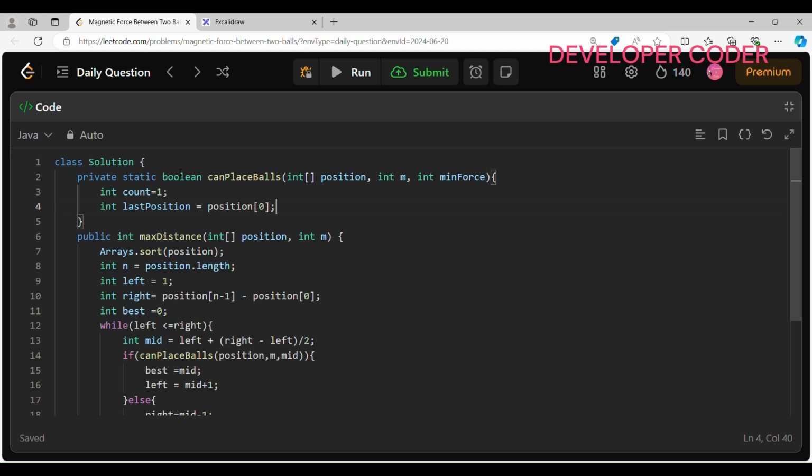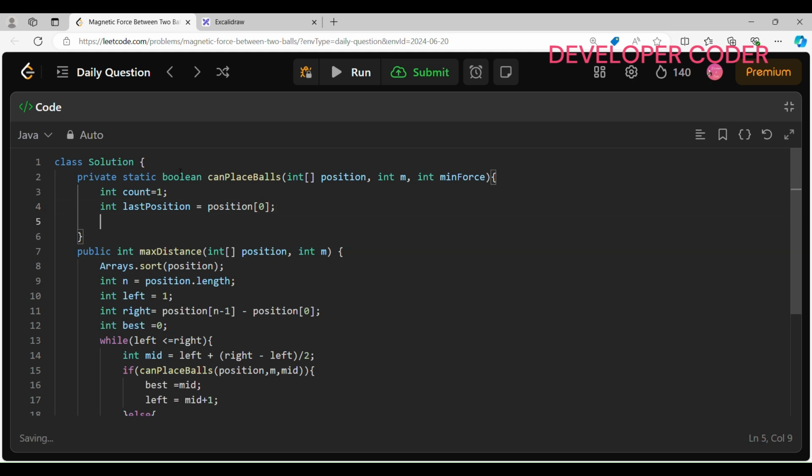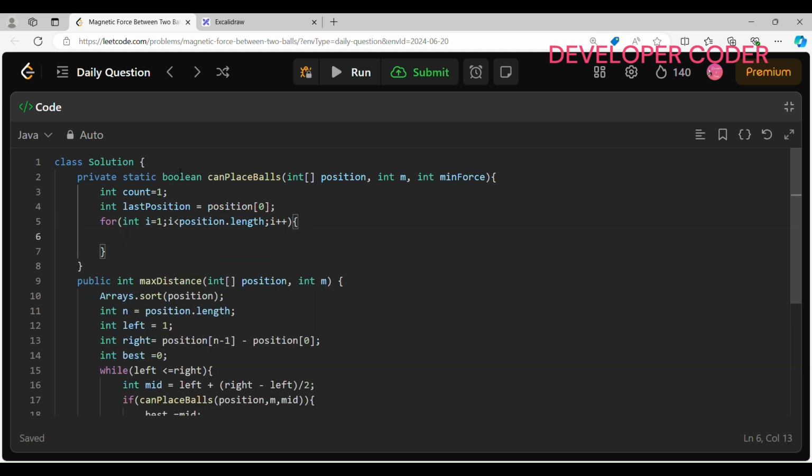Okay, that's it. Now after that we have to run one loop for int i is equal to 1, i is less than position.length, i plus plus. Okay, and inside this, this is what we need to check, right? If position of i minus my lastPosition is greater than or equal to minForce.